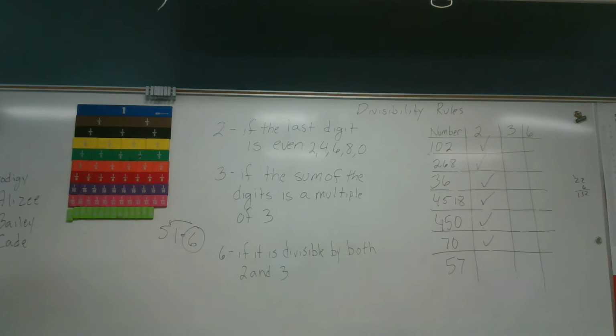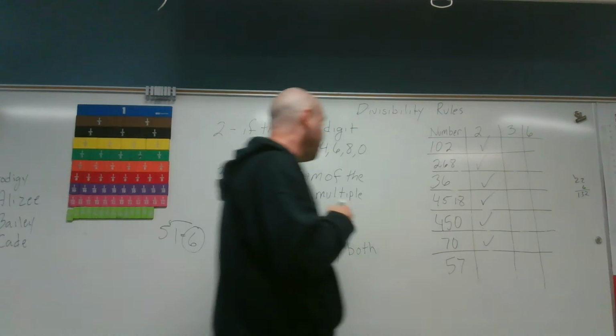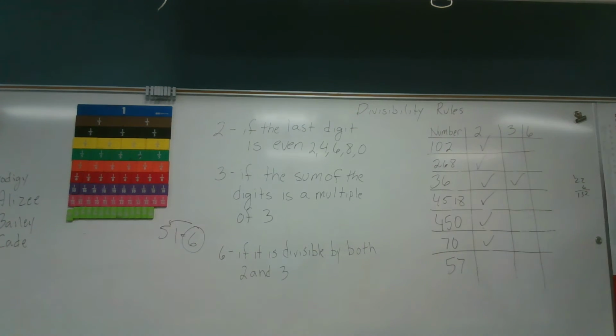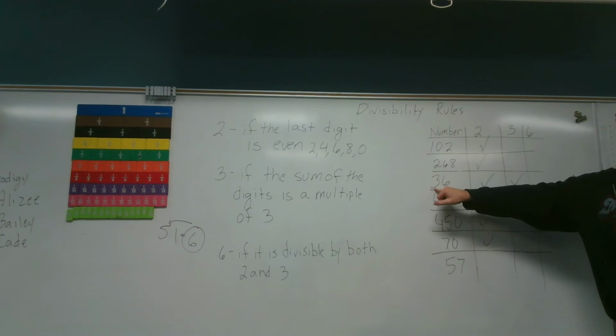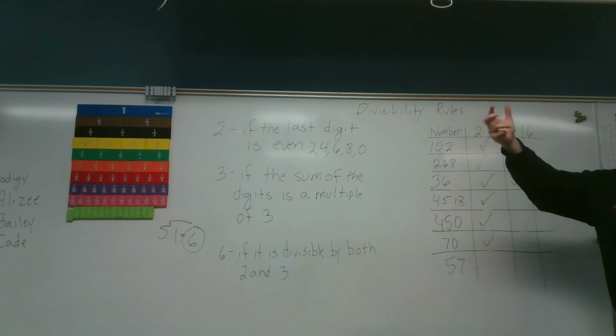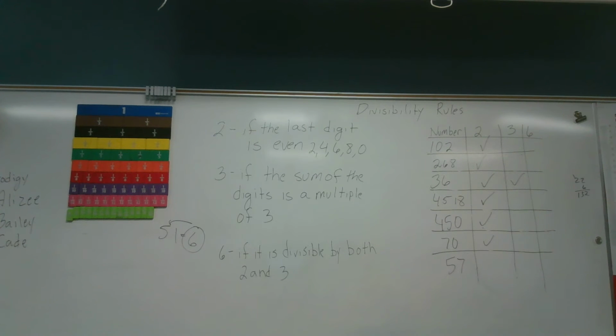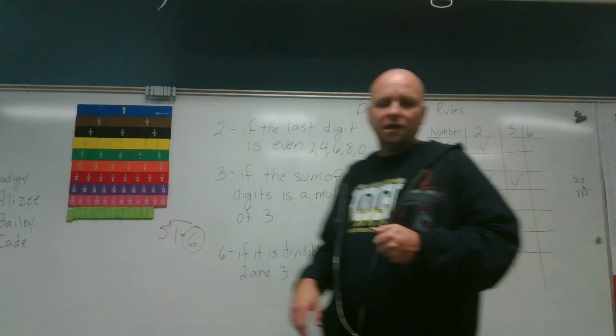Heaven, are there any numbers up there that are divisible by 3? Can you give me one? 36. And how do you know 36 is divisible by 3? You have to add them together. What's 3 plus 6? 9. Is 9 a multiple of 3? 3, 6, 9, 12. So yes, that is why it's divisible by 3. You can give a camp point when we're done.